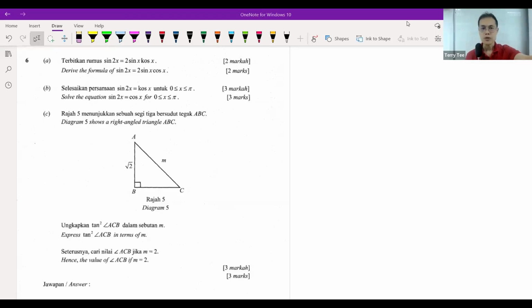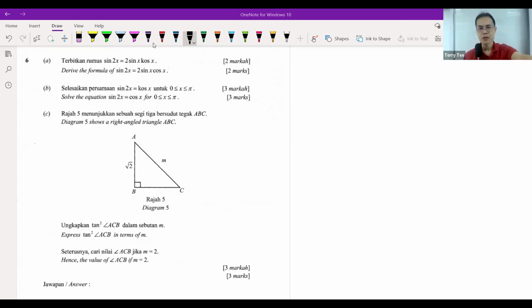Okay, moving on to question number 6. The first part, you're supposed to derive the formula for sine 2x equals 2 sine x cos x. I think maybe the question can be a bit more specific. Like you actually derive this formula from the addition formula. You need to start off with addition formula to get this, right?